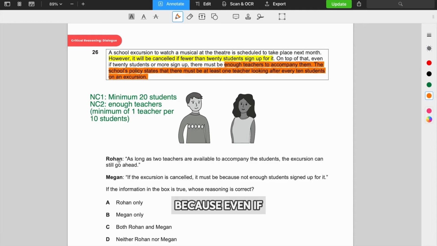Also, Rohan is wrong because even if all these conditions were fulfilled, that's still not enough to guarantee that they'll go watch the school excursion. Sorry, they'll go watch the musical, because what if, I don't know, there's a COVID outbreak, or what if there's a protest on that day? You never know what's going to happen, right? And maybe there's some other necessary conditions which are not mentioned in this particular text box. So Rohan is wrong.